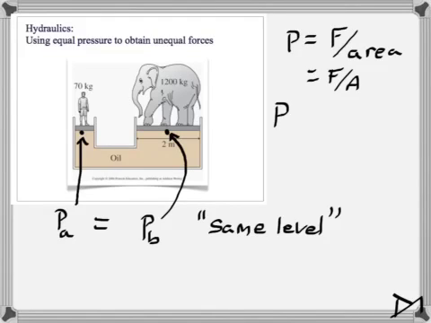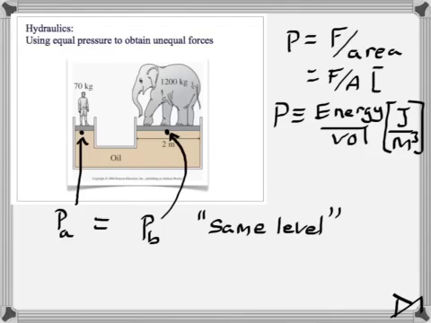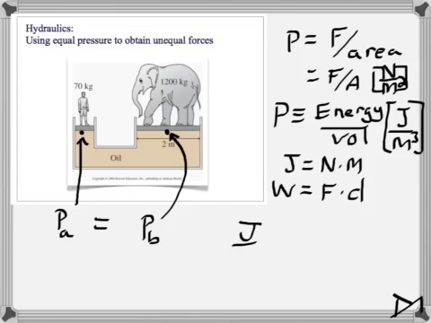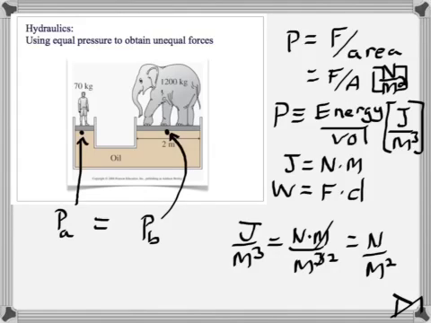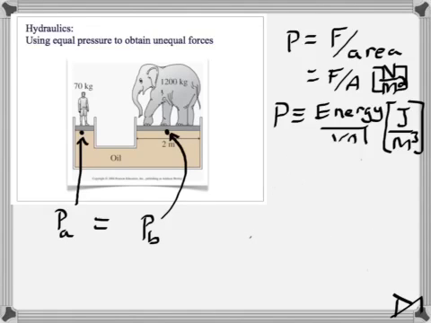The relationship of pressure is force per area, or F per A. Pressure is also an energy per volume, or an energy density, joules per meter cubed. The units for force per area are newtons per meter squared. That's okay, because a joule is a newton meter, and we know work is force times distance, which is newtons times meter. So joule per meter cubed equals newton meter divided by meter cubed, which gives us a newton per meter squared. So joule per meter cubed is the same as a newton per meter squared. Okay, enough on the units.